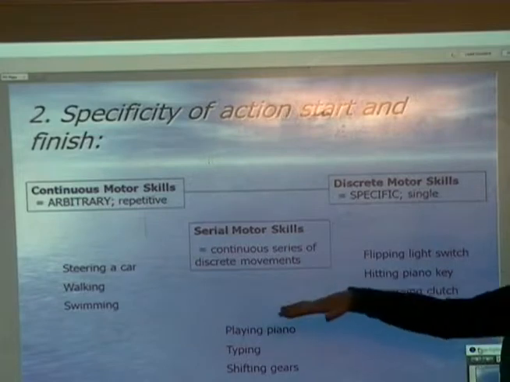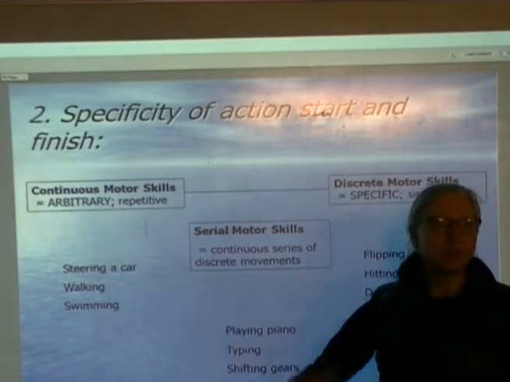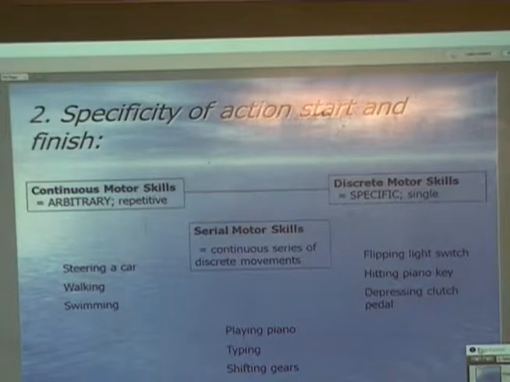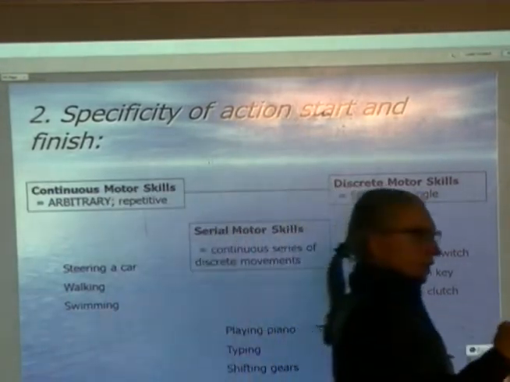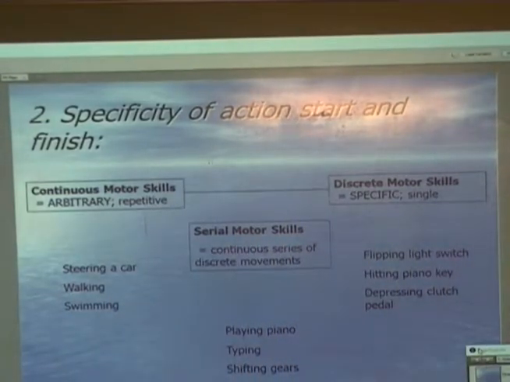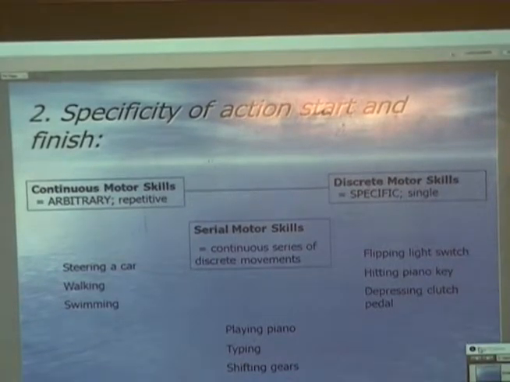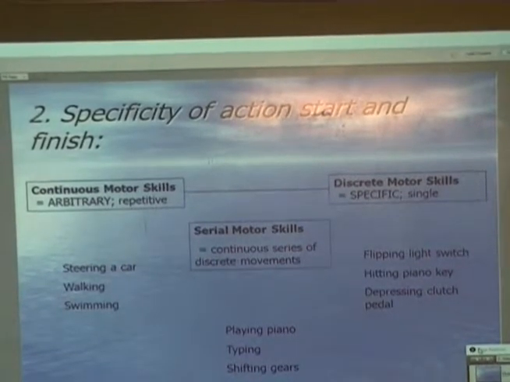So walking and swimming, of course I have to start walking, but the movement pattern is repeated. So the start is arbitrary because I do the same thing all the time to achieve the goal of going for a walk. Right? Hitting one piano key is a discrete movement because I just move one finger. If you drive a manual car, then using the clutch pedal is a discrete movement.